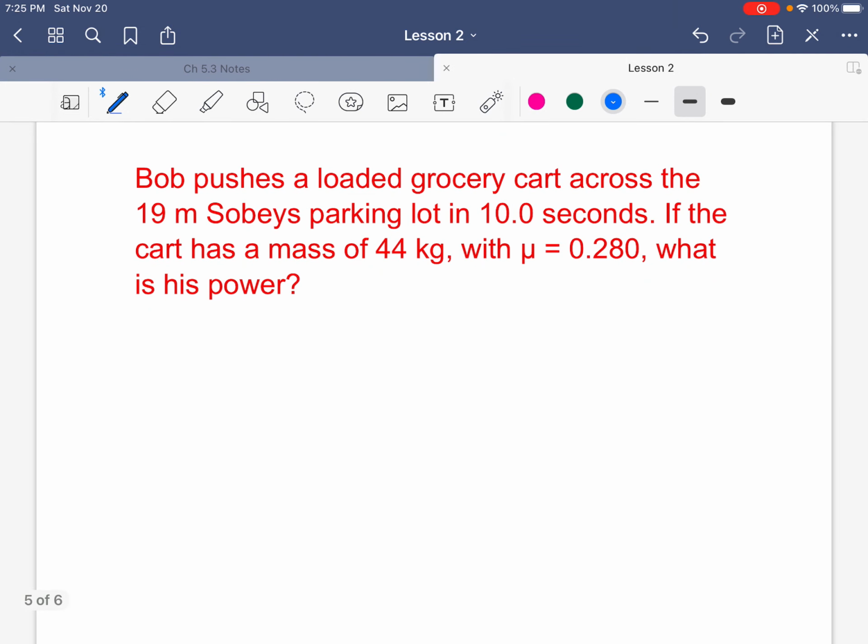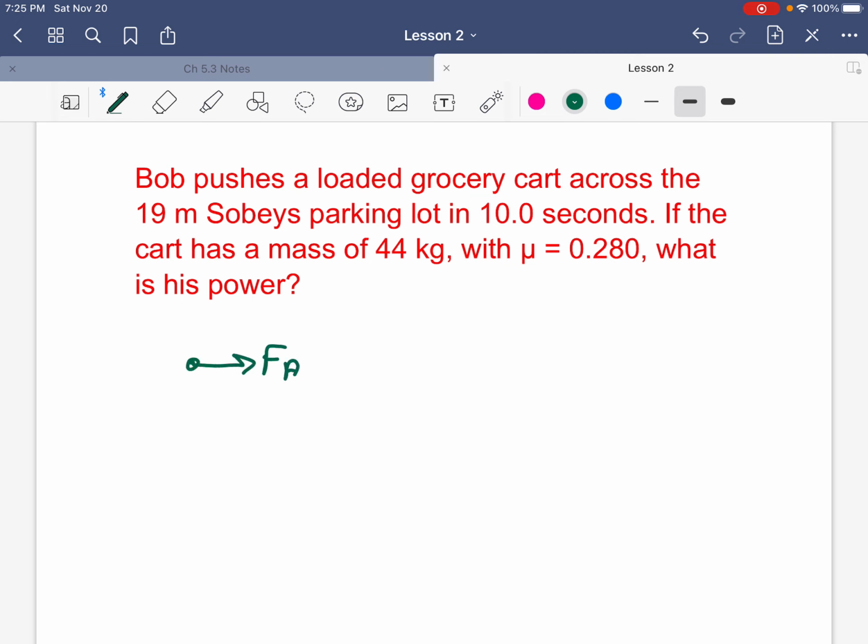Now, one last question. Bob pushes a loaded grocery cart across the 19-meter Sobeys parking lot in 10 seconds. If the cart has a mass of 44 kilograms with mu 0.280, what is his power?